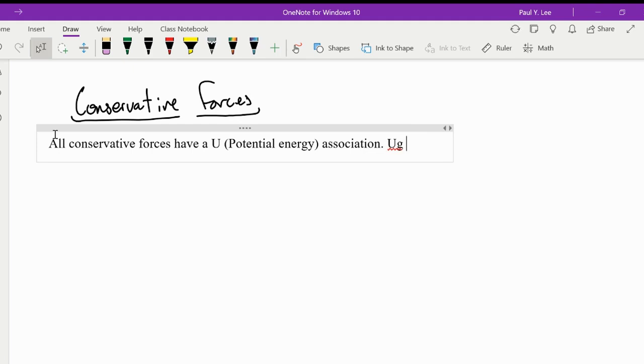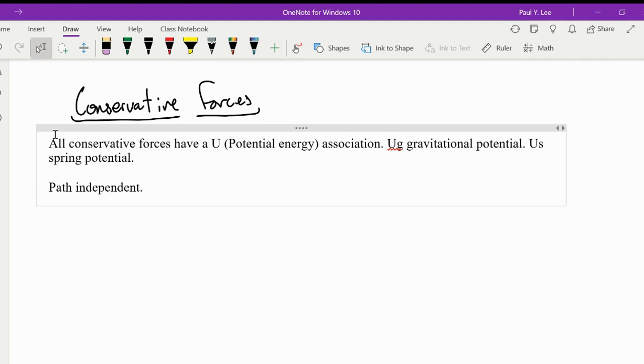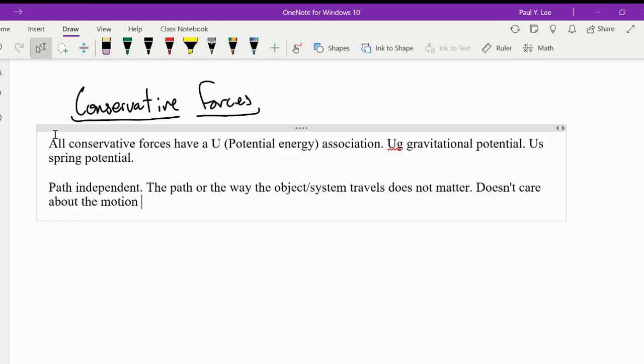So far we've come across UG, which is gravitational potential, and we have US, which is spring potential. So both of those forces are what we call conservative forces. All right. So what do conservative forces do? We'll get into that definition a tiny little bit, but just to go forward with a little bit more of the definition, all conservative forces are what we call path independent. Okay, so which means the path or the way the object slash system travels does not matter. So it doesn't care about the motion part of the object that is traveling.